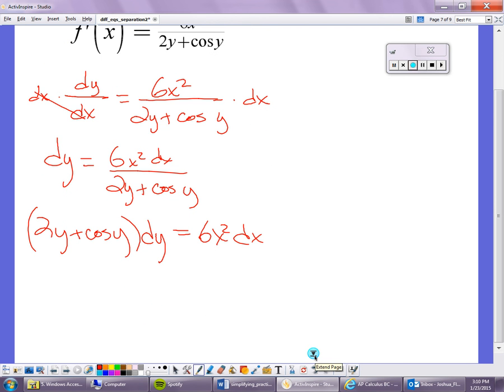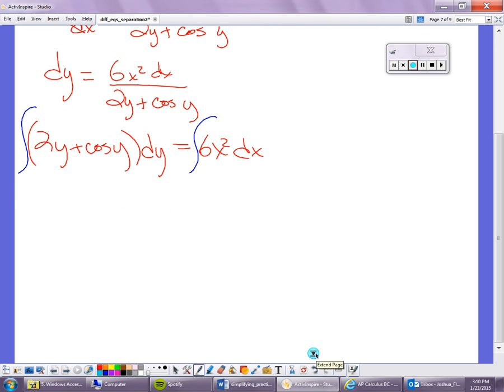Now, from here, we take the antiderivative of both sides. The left-hand side is pretty straightforward. The antiderivative of 2y is just going to be y squared, and the antiderivative of cosine y is just going to be sine y. And that's going to equal 2x cubed plus c. Remember, we only need c on one side.